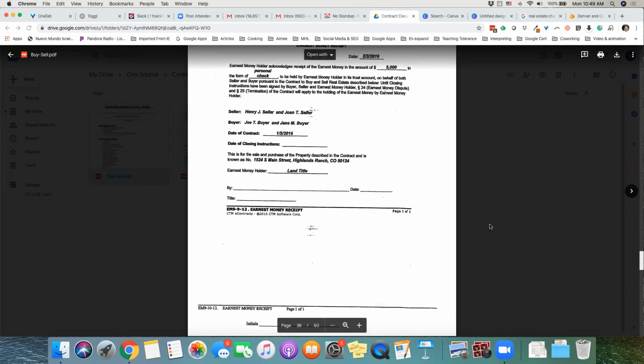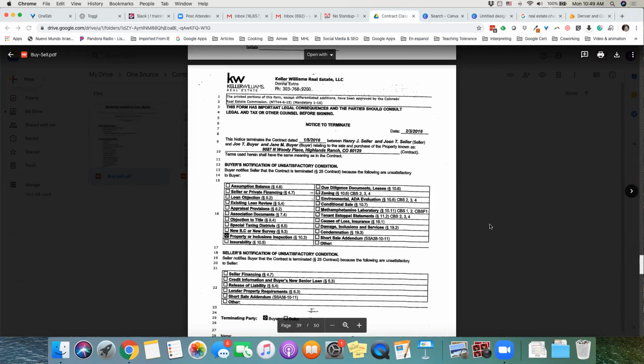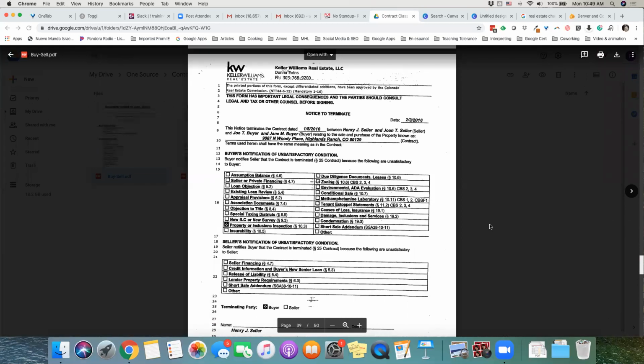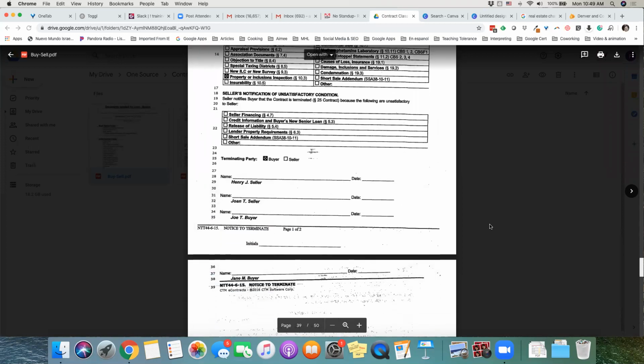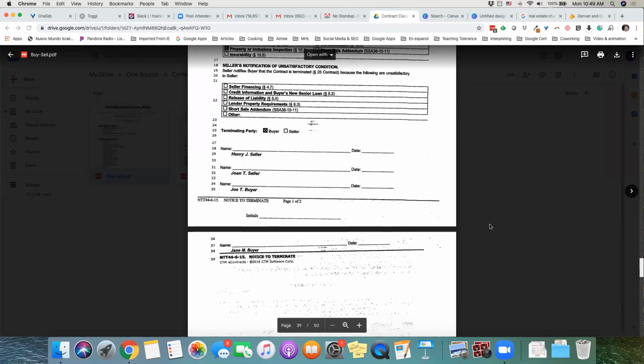Our next document is called notice to terminate. So we have our buyers, we put them under contract. They went through and found 100 different things that are wrong with the house. They don't want the house anymore. And you check the appropriate box and you send this over. Who's terminating? It's going to be the buyer. The buyer signs, the seller does not. Buyer signs because the buyers are the ones who are terminating it.